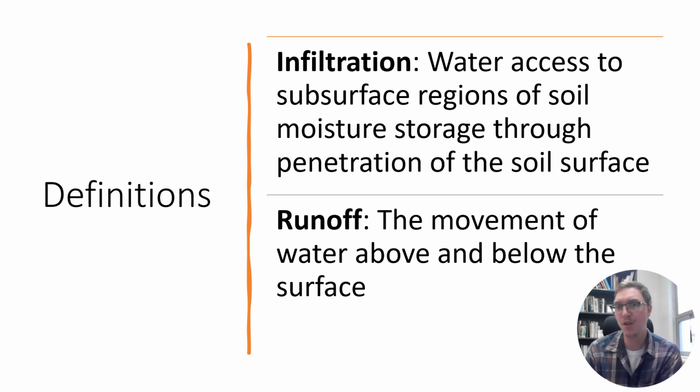Now, infiltration is just water access to subsurface regions of soil moisture storage through the penetration of the soil surface. Water finding its way from the surface into the subsurface. Basically all it is. Runoff is the movement of water above and below the surface. There's some nuance there that we'll talk about in a little bit. But it's water that's rushed off, right? It's concentrated on the surface. It's moving as through flow. It's following pathways within the subsurface to a nearby lake or stream or pond, etc.